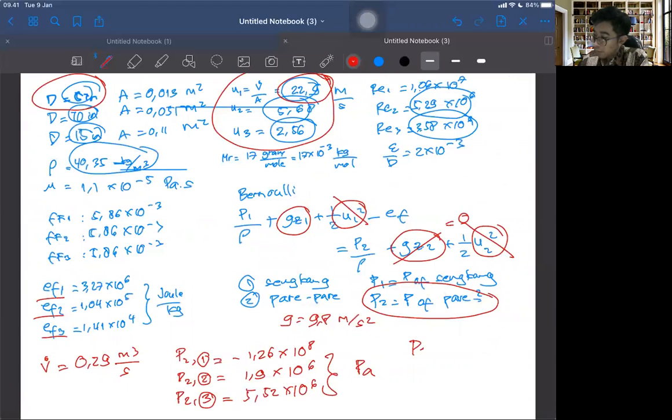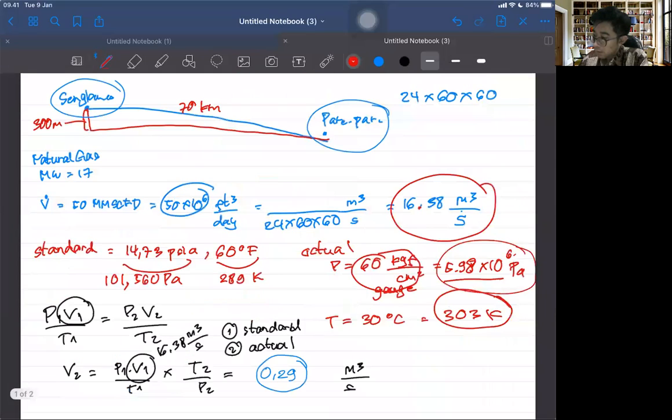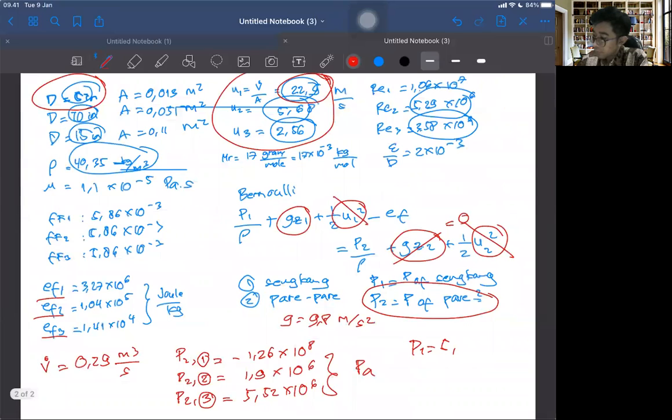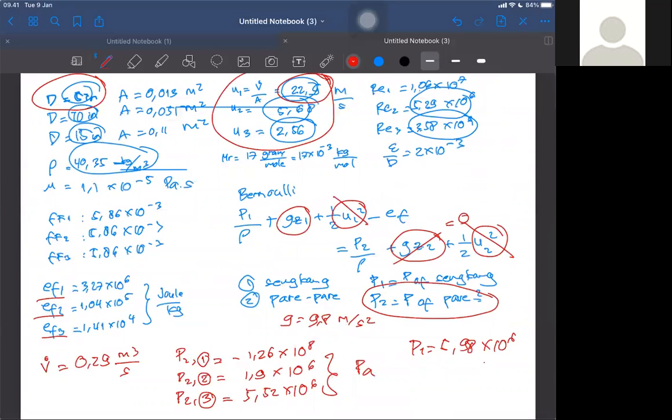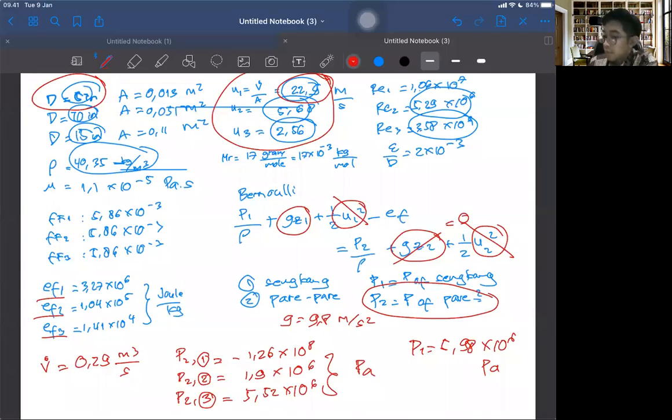So P1 is 5.98, right? Yes, sir. Okay. So by choosing the well production rate, the gas flow rate, the volumetric flow rate is the same, right? 0.29 cubic meters per second. Then by changing the pipe diameters 5, 10, and 15, you got the pressure at Pare-Pare at the end point. For the first diameter, 5 inches, you found out that the pressure is minus.